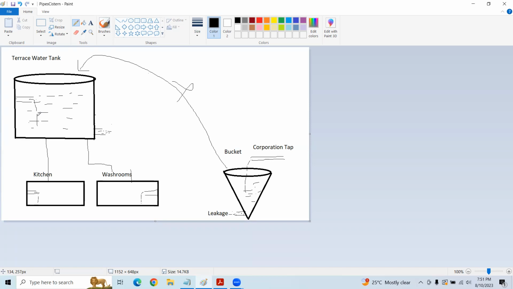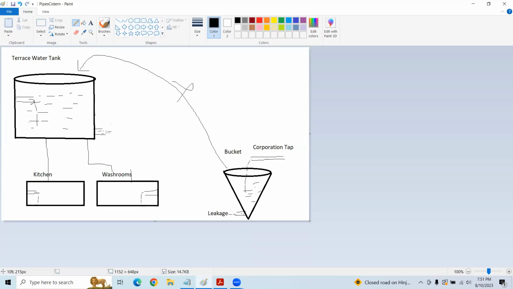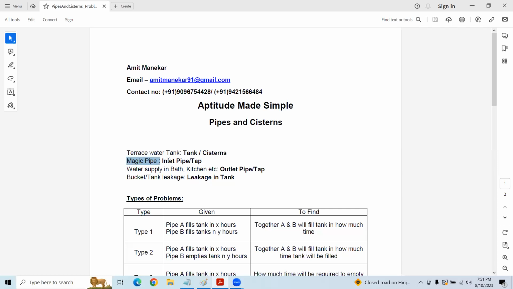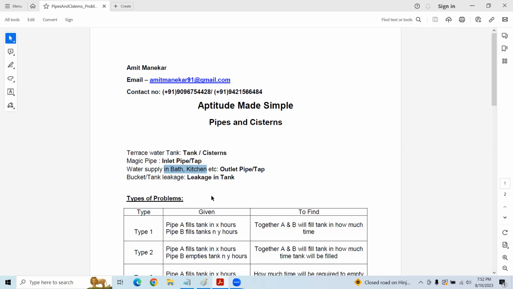Now let's try to connect this with the pipes and cistern problems. The terrace water tank is usually referred to as a tank or cistern. The magic pipe we got directly on the terrace is called an inlet pipe because it is inserting water inside the tank. Whenever it is inserting water, we'll call it an inlet pipe. And then the water supply in bath, kitchen, whatever water you use in your kitchen, washroom, basin, all the places, we can consider as an outlet pipe because you are getting water out of it.